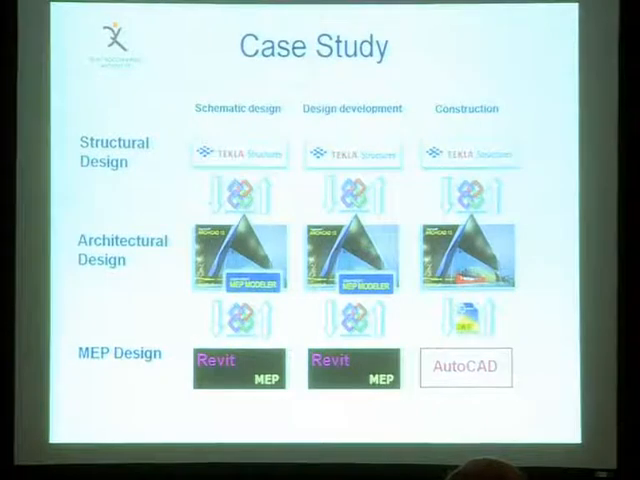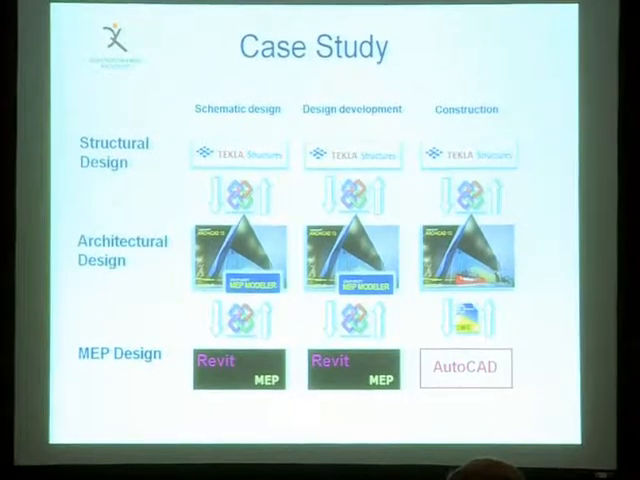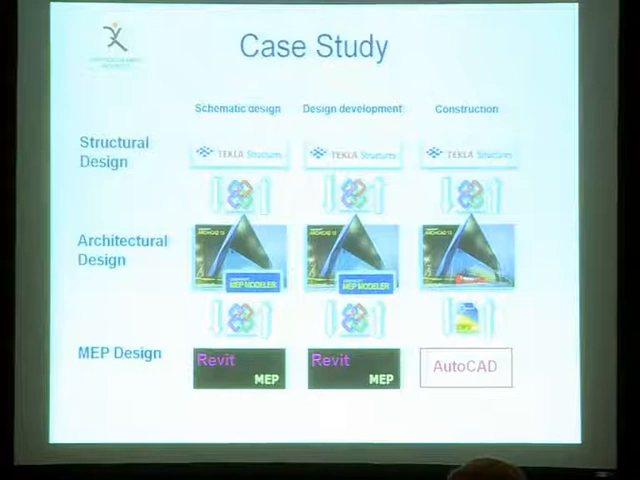There is an office in the US, for example, which is just a case study, Quattroci architects, who for their architectural design use, of course, ArchiCAD. For their structural design, their engineer uses Tekla Structures. And for the MEP design, their consultant, in the initial design phases, I mean in the schematic and the design development, uses Revit MEP. And when they get to the construction documentation phase, they use plain AutoCAD because Revit MEP is not powerful enough.